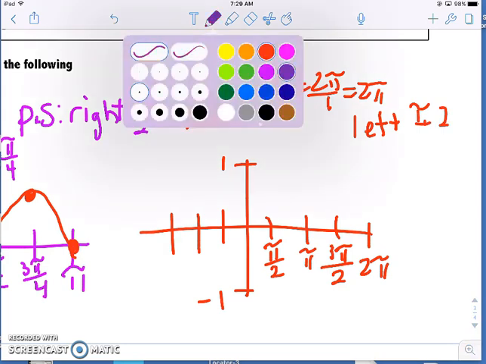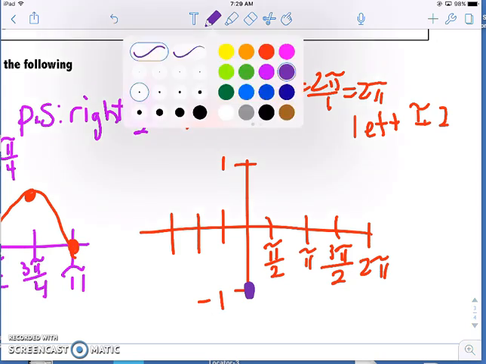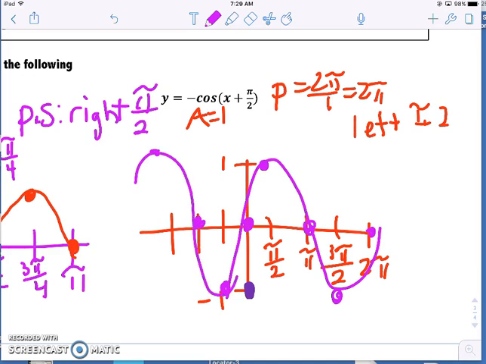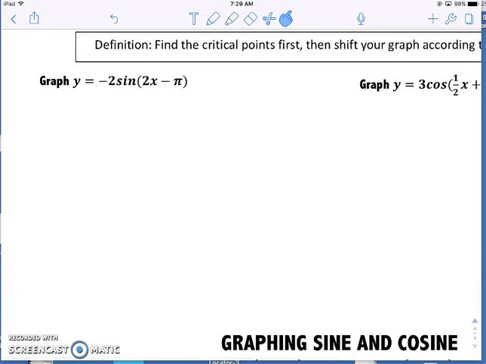So let's see, if we graph this, it's a cosine and it's negative. So it would start here, but it's going to the left pi over 2. So it's going to the left 1 mark. So that means here. So then it would go high, middle, low, middle, high. So there's our cosine curve.